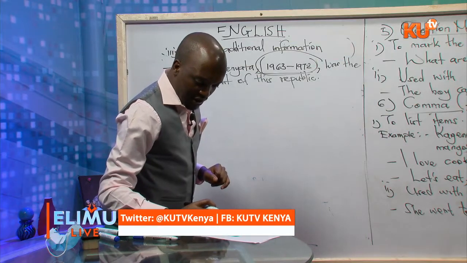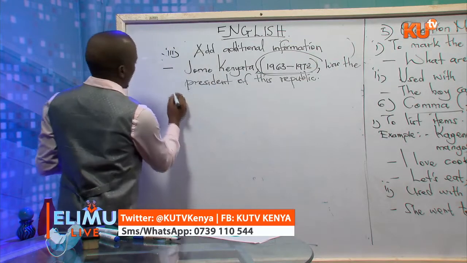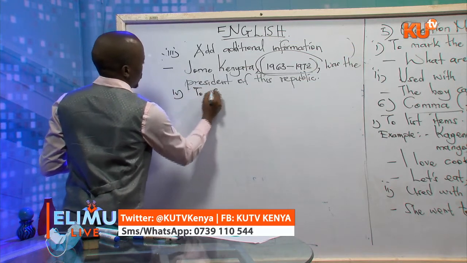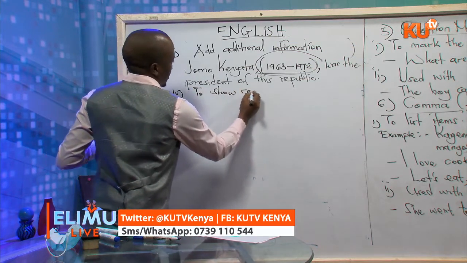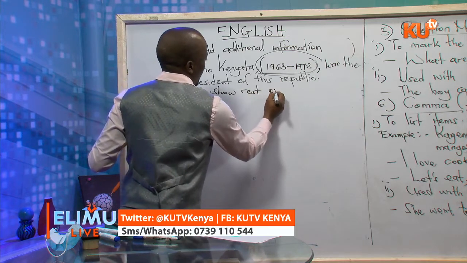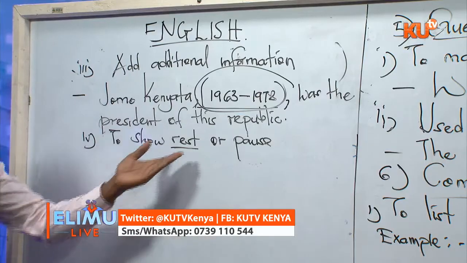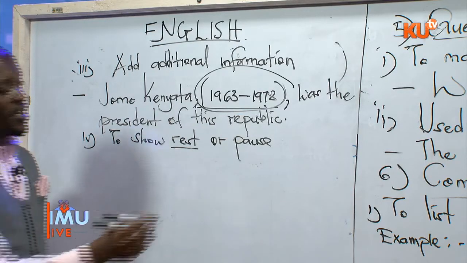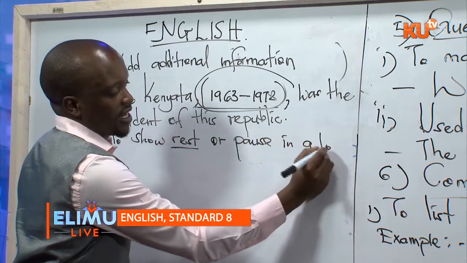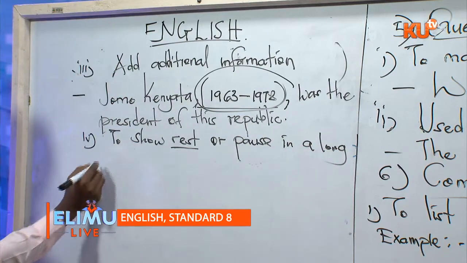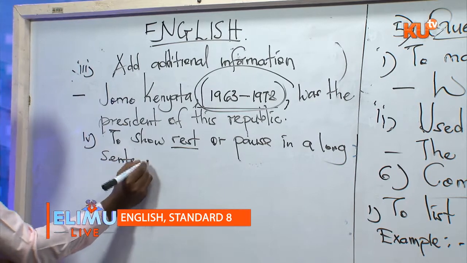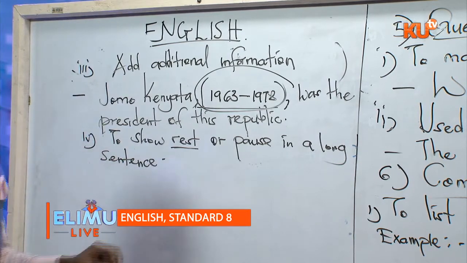We move to the next use of a comma, to show rest or pause. Rest is a basic word. A better word here is pause in a long sentence. To show rest or pause in a long sentence. We shall look at an example here.